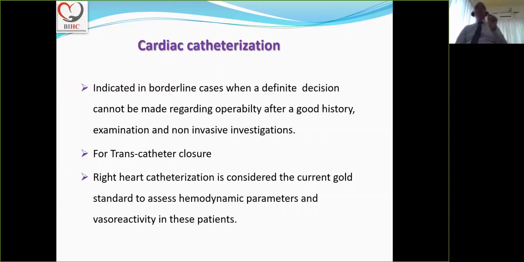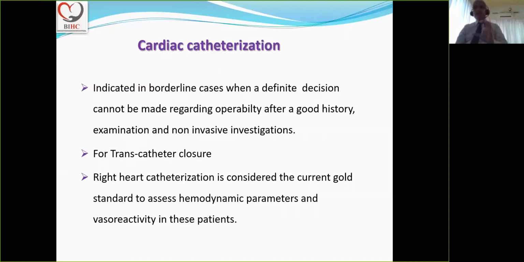Also, today, some VSDs, notably muscular VSD, occasionally perimembranous VSD, you can close it transcatheter, and a cardiac catheterization is part of preparing the baby for the transcatheter closure.